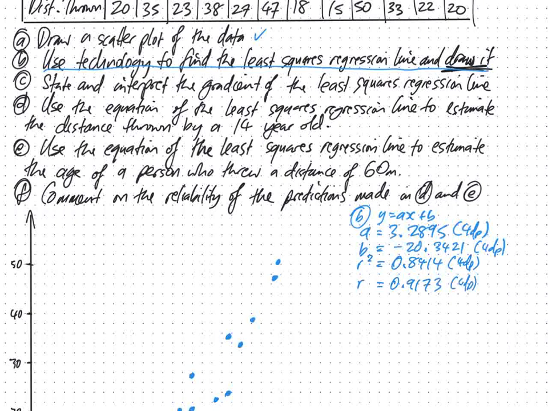So now I can actually write the equation in terms of the question. Distance in meters is equal to 3.2895 times x, which was representing age, minus 20.3421. That is the equation of the least squares regression line. Now I can draw that.